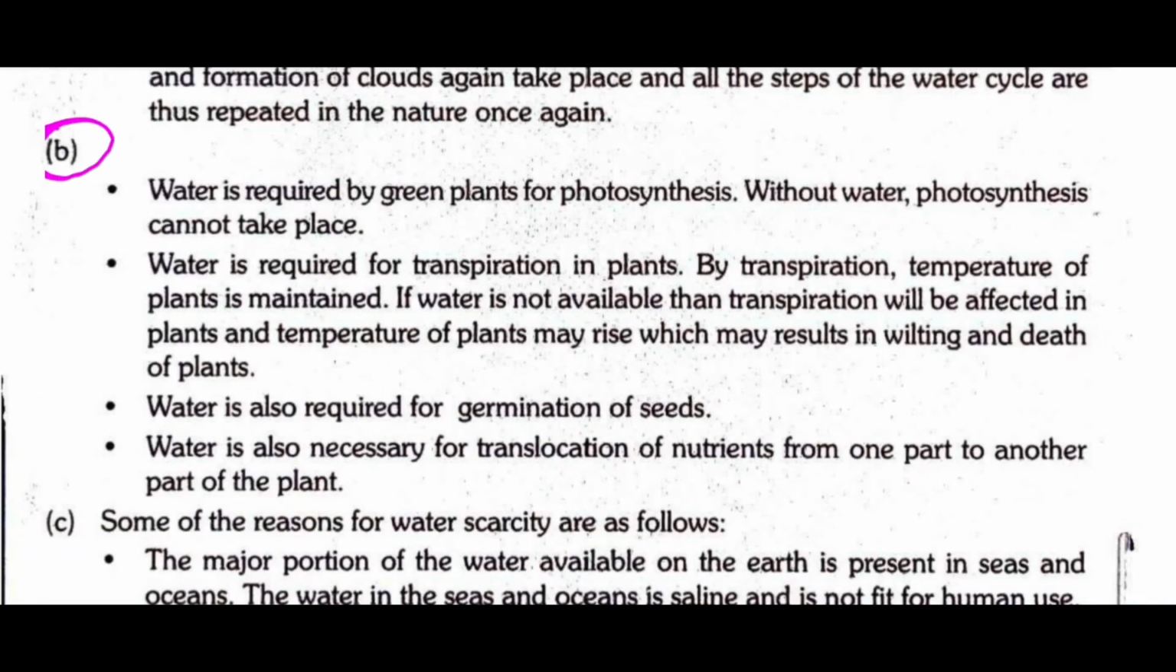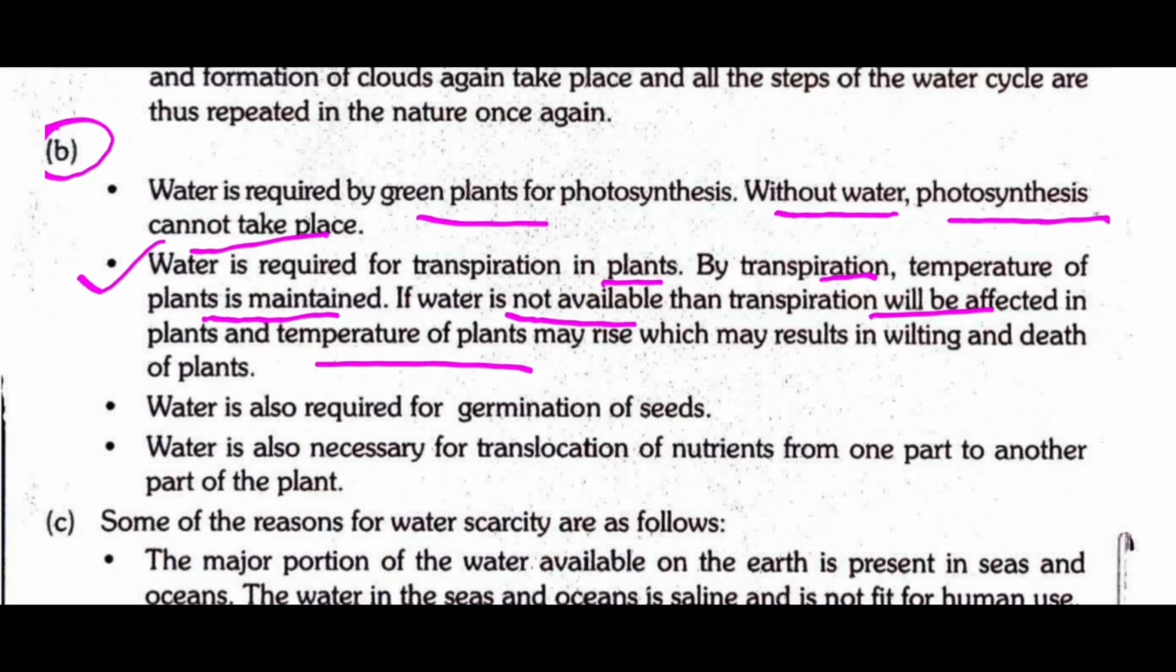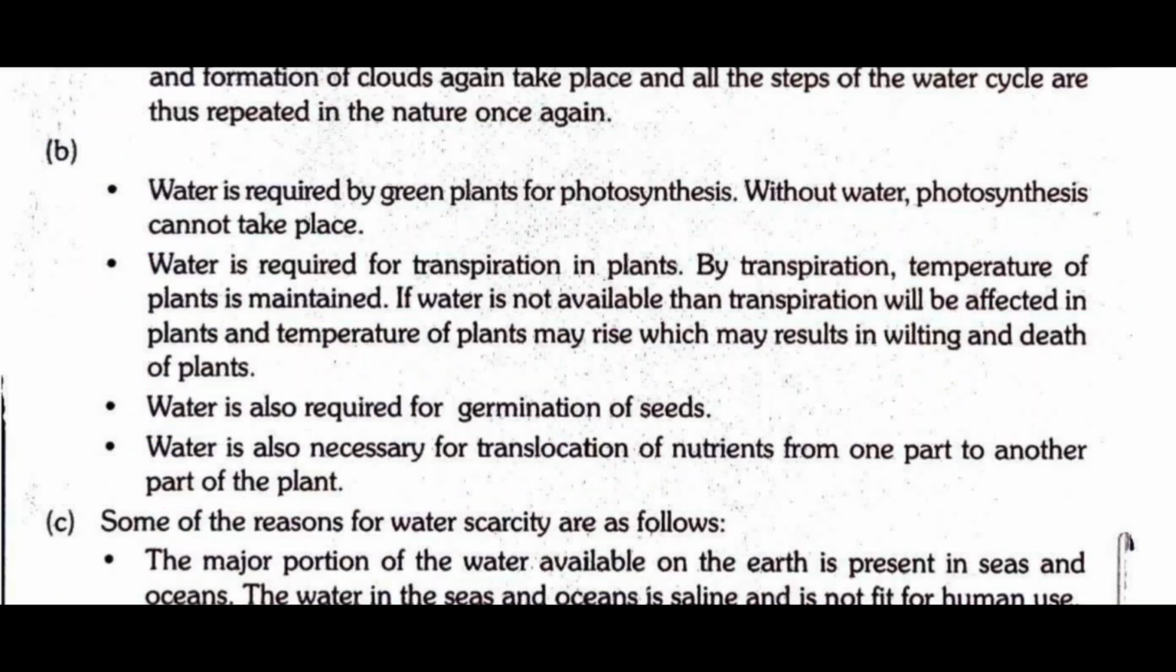The next question is question number B. Is water important for plants? Give reason to support your answer. Water is required by green plants for photosynthesis. Without water, photosynthesis cannot take place. Water is also required for transpiration in plants; by transpiration, the temperature of plants is maintained. If water is not available, then transpiration will be affected in plants and the temperature of plants may rise, which may result in wilting and death of plants. Water is also required for germination of seeds. Water is also necessary for translocation of nutrients from one part to another part of the plant.